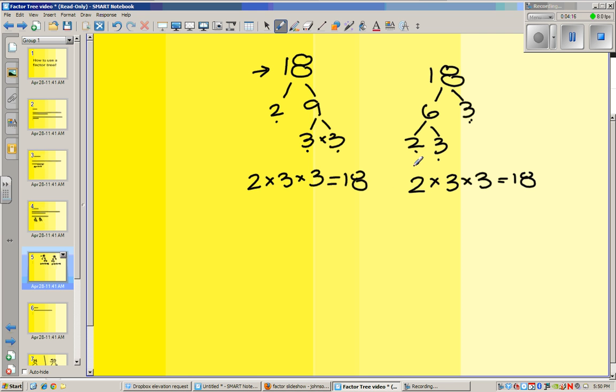One key is that you always want to write your prime factorization from smallest to greatest. So even if you put the 6 on this side and the 3 on this side, and your numbers were jumbled up, you can switch them and do 2 times 3 times 3, so smallest to greatest. Let's try another one.